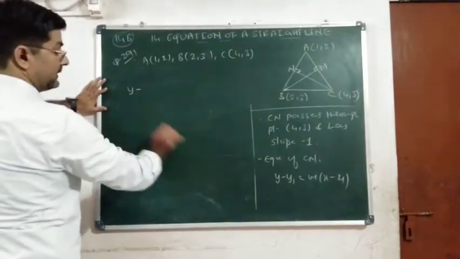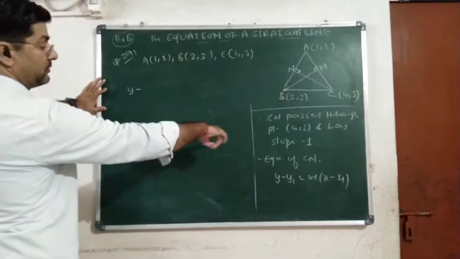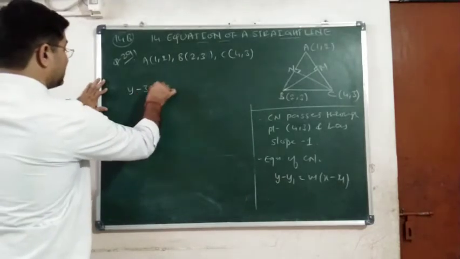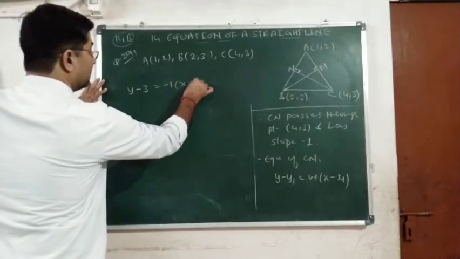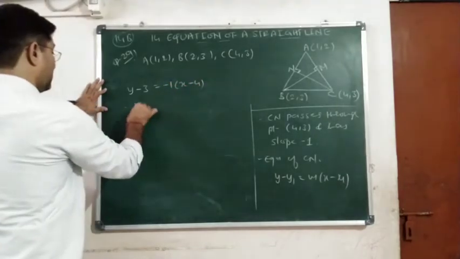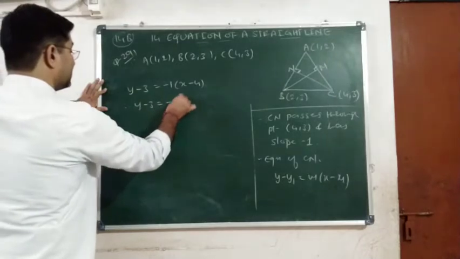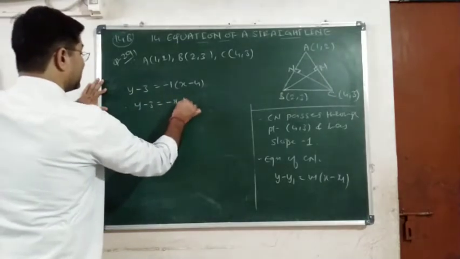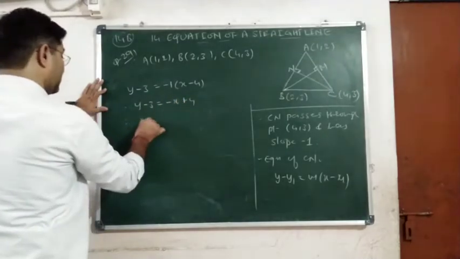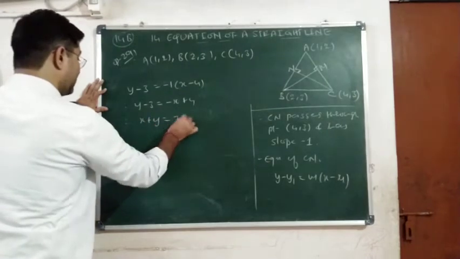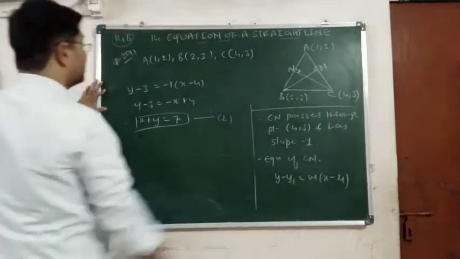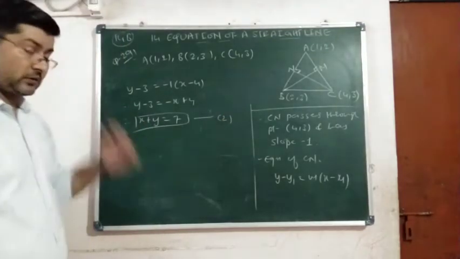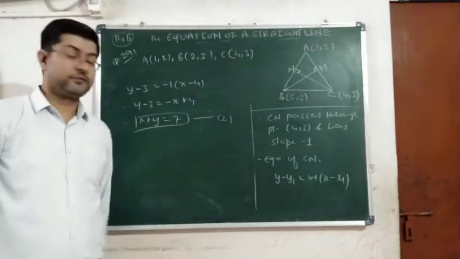Okay, x1, y1 are coordinates of C, so y minus 3 is equal to -1 into x minus 4. y minus 3 is equal to minus x plus 4, and therefore x plus y is equal to 7. Yes, this is the correct answer. Okay, the second answer also we got, that is equation of CN.